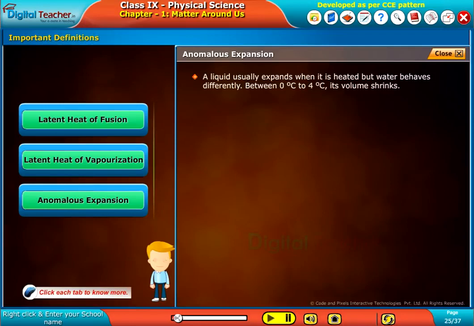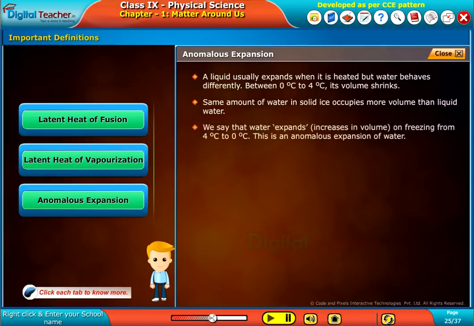A liquid usually expands when it is heated, but water behaves differently. Between 0 degrees centigrade to 4 degrees centigrade, its volume shrinks. Same amount of water in solid ice occupies more volume than liquid water. We say that water expands, increases in volume on freezing from 4 degrees centigrade to 0 degrees centigrade. This is an anomalous expansion of water. The density of ice is less than that of water, and this explains why ice floats on water.